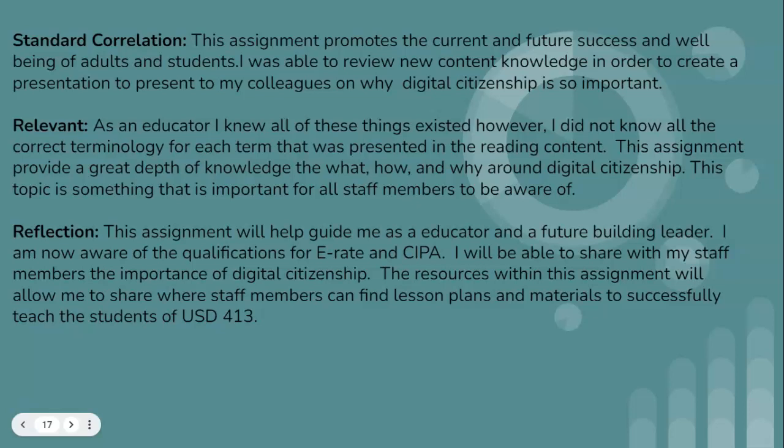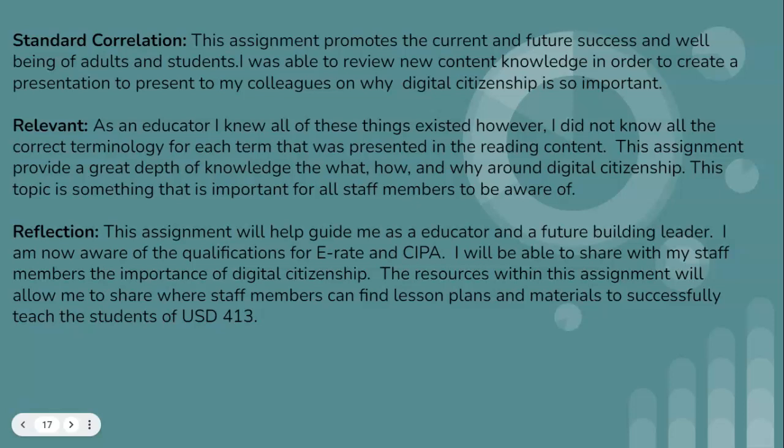Standard correlation. This assignment promotes the current and future success and well-being of adults and students. I was able to review new content knowledge in order to create a presentation to present to my colleagues on why digital citizenship is important. As an educator, I feel I knew a lot of these things existed. However, I did not know all of the correct terminology for each term that was presented in the reading content.